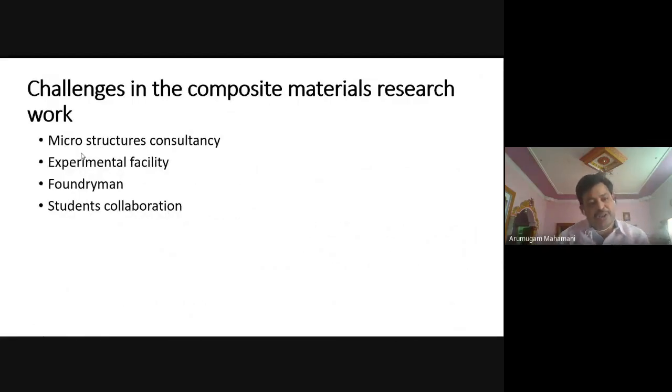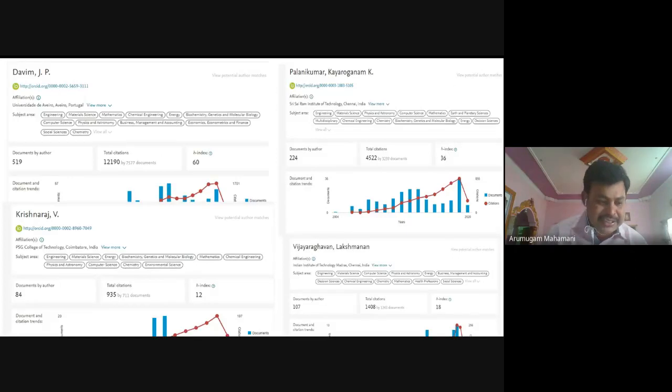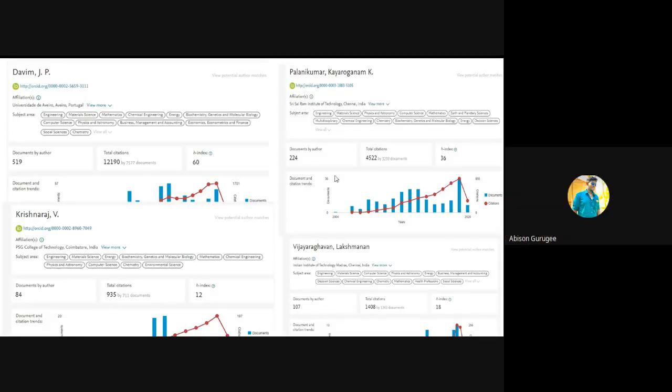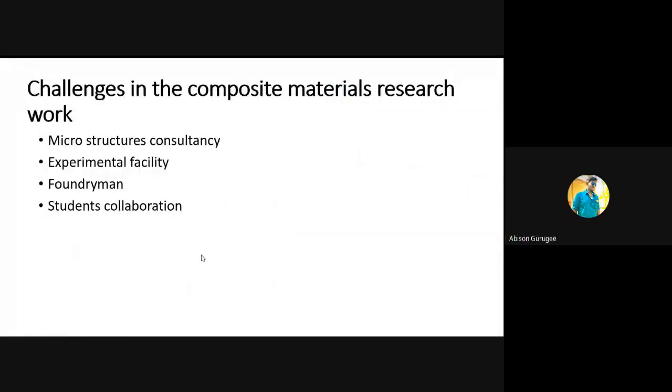So here I want to explain the challenges. The microstructure study consultancy is very poor. Because of this, I am unable to project my research in high impact factor journals. Whenever we send samples to some microstructure consultancy, the microstructure clarity is very poor. If I send papers to Science Direct or some other reputed journal, they simply say that your microstructure quality is very poor, and based on that ground, it will be rejected.